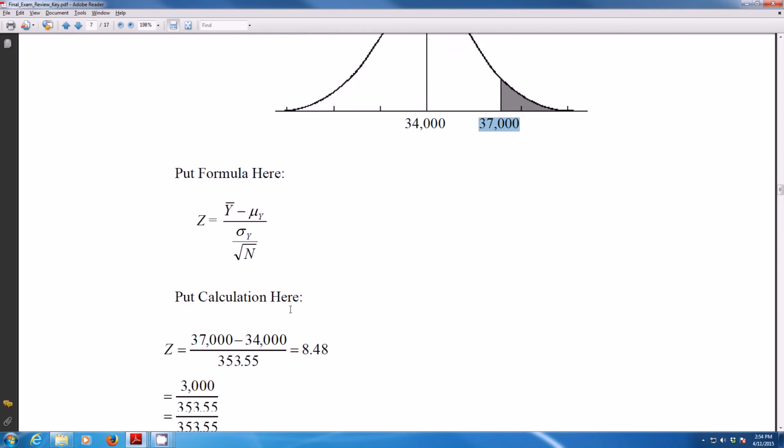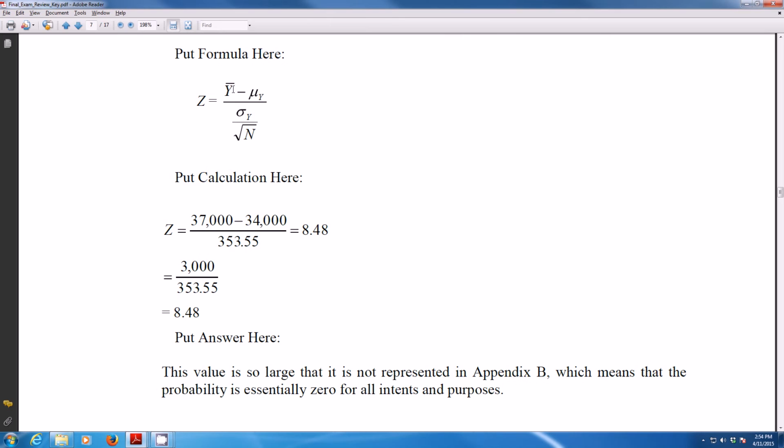And so we use this formula. Again, it tells us to take the sample mean, 37,000 in this case, subtract the population mean, which we know is 34,000, and divide it by the standard error of the mean, which we calculated earlier to be 353.55. And so if we do the arithmetic here, we get a value of 8.48. That tells us that 37 is almost 8.5 standard deviations above the mean. So that's a huge distance away from the mean. In fact, it's so large it won't be listed on the table.